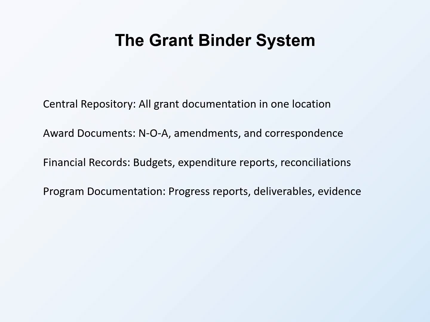Financial records include your approved budget, expenditure reports, bank statements, and reconciliations. Maintain documentation showing what you spent, when you spent it, and that amounts match across different records. Financial documentation is the first thing auditors examine.